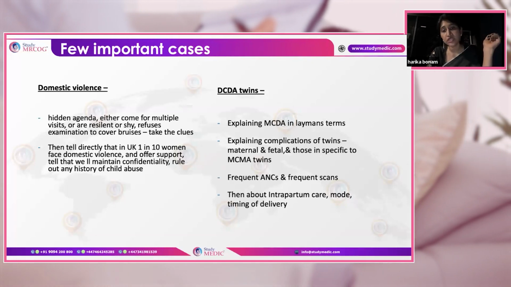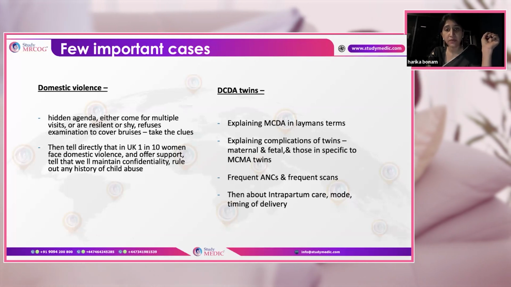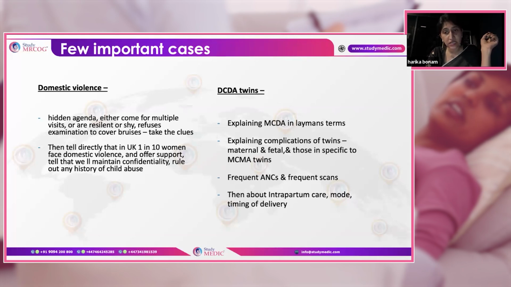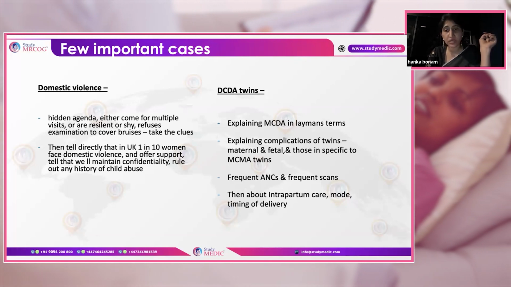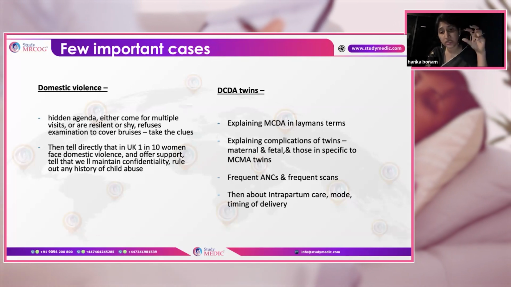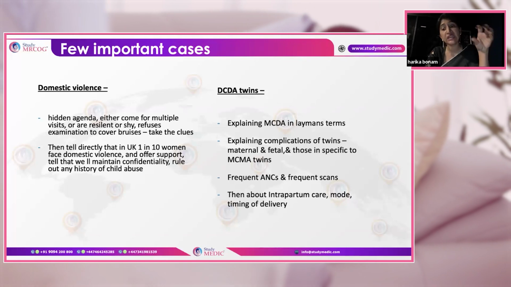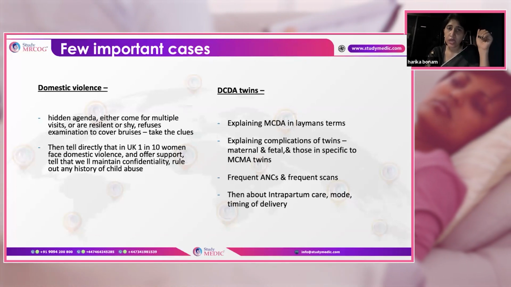And if patients come with DCDA twins, explaining, no, it's MCDA; by mistake, it is written as DCDA. In MCDA twins, explain what MCDA twins are in layman's terms, and explain the complications of MCDA twins, both maternal and fetal risks that can happen, the risks that are general to twins, and what risks are specific to MCDA twins. These things you'll have to explain.